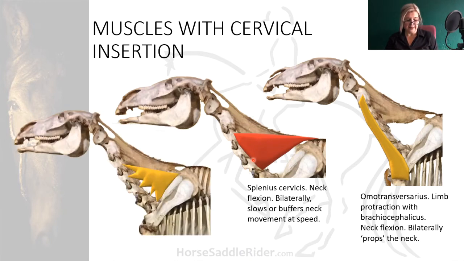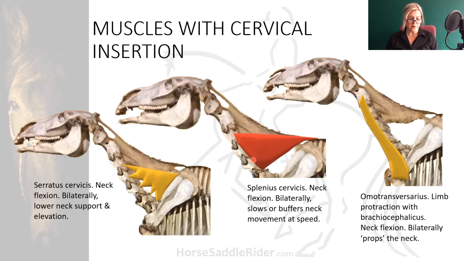Serratus cervicis has a corresponding thoracic portion and is an important postural muscle which can elevate the base of the neck, as you would see in collection, but think of it as a working group of four muscles lifting the forehand. So here, here, and on the other side, the other pair.